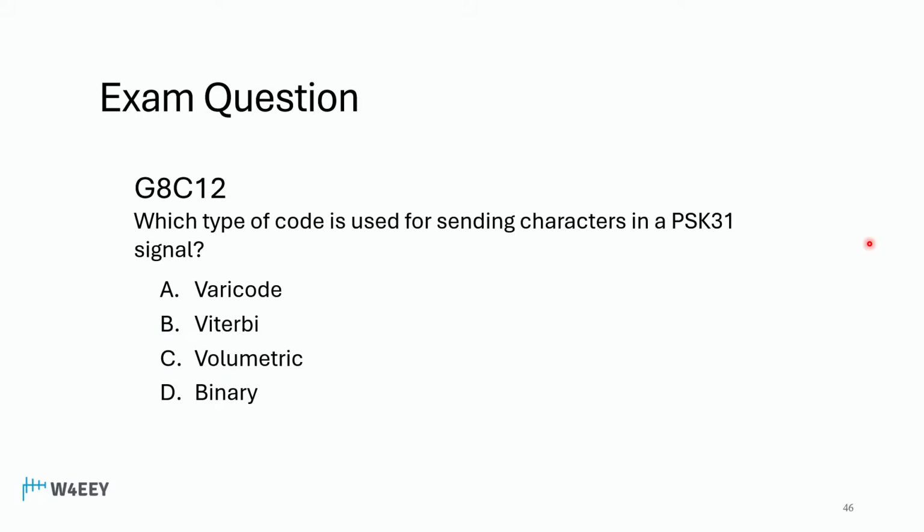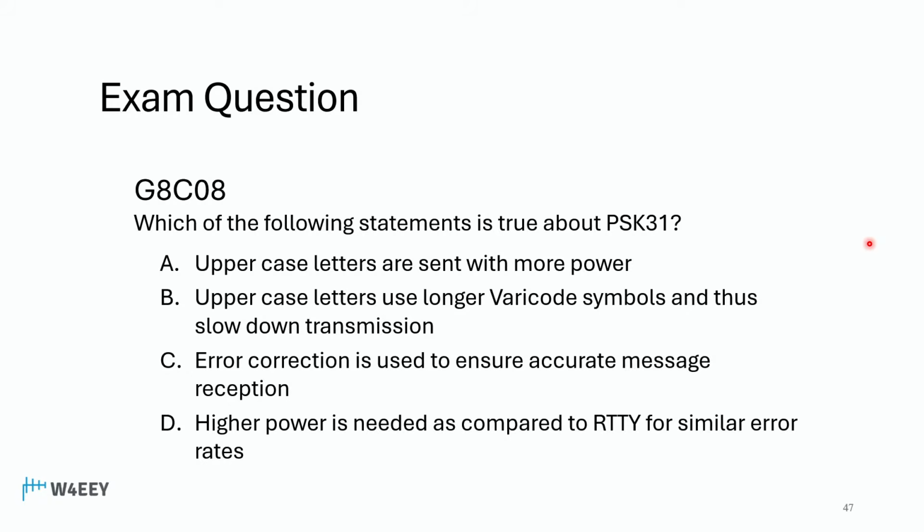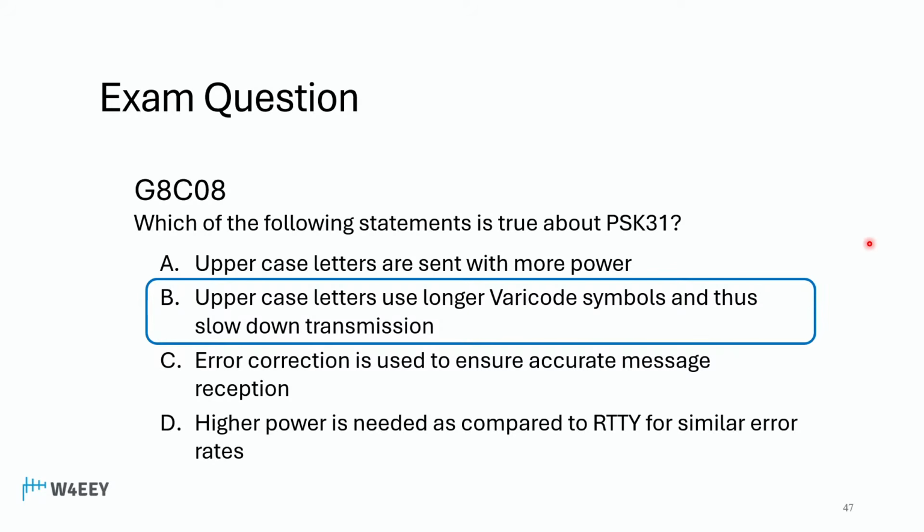Which type of code is used for sending characters in a PSK31 signal? Alpha, it's varicode. Which of the following statements is true about PSK31? Bravo. Uppercase letters use longer varicode symbols and thus slow down transmission.